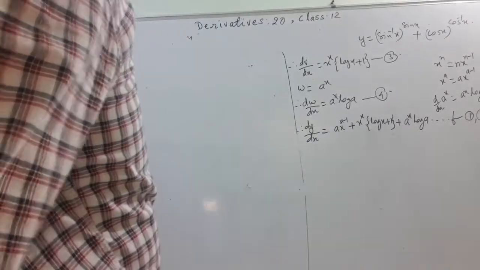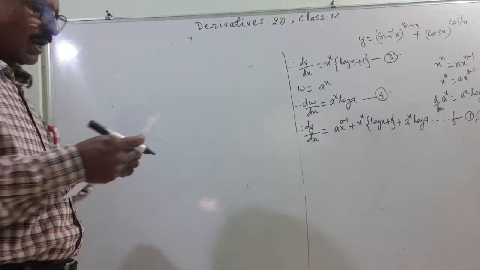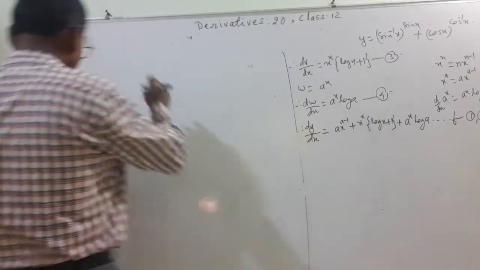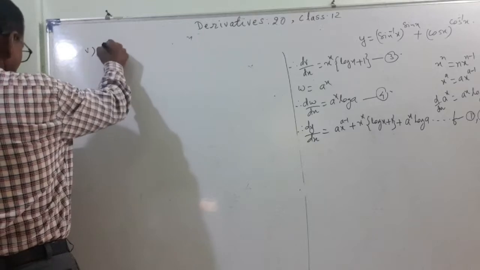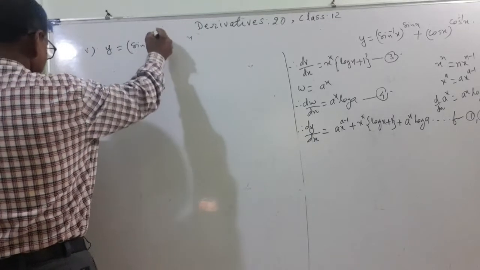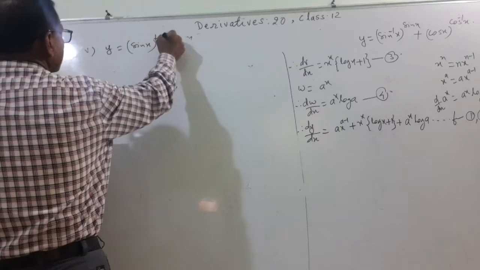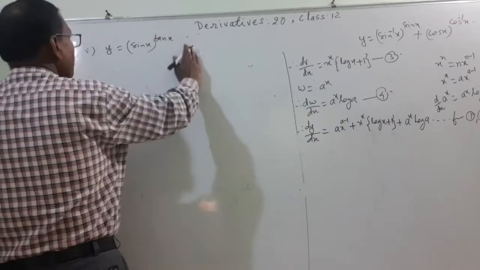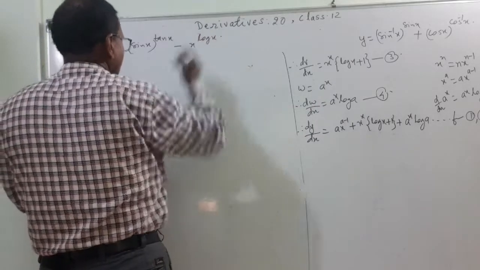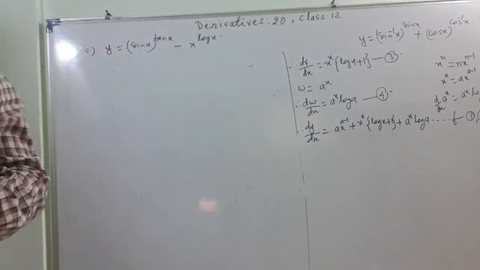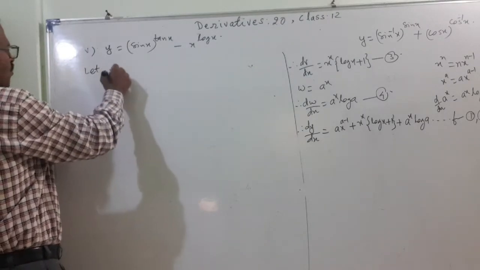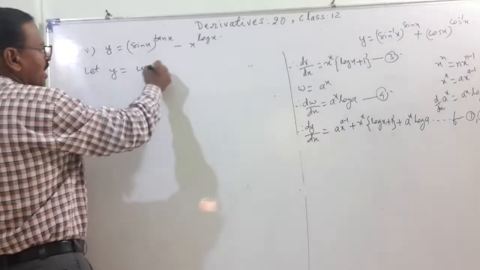On this basis, there is one another sum that I have given. The fifth one, y is equal to sin x raised to tan x minus x raised to log x. Here also I have to assume that, let y is equal to u minus v.